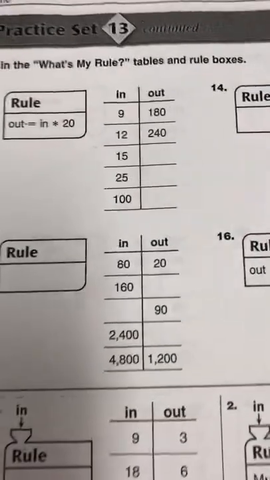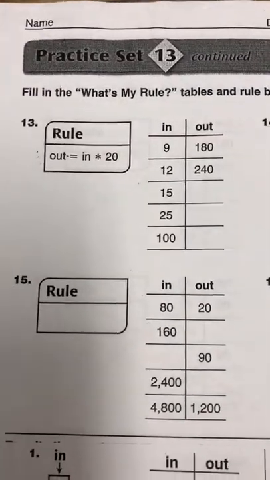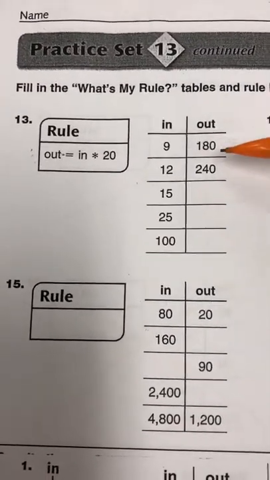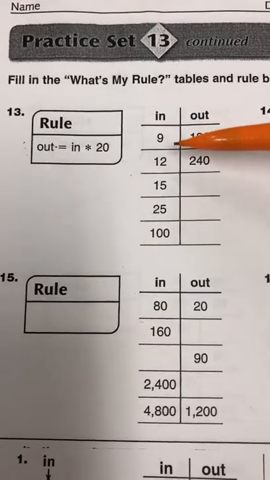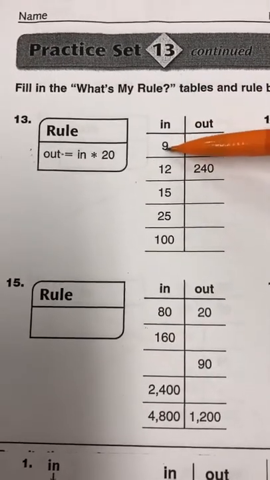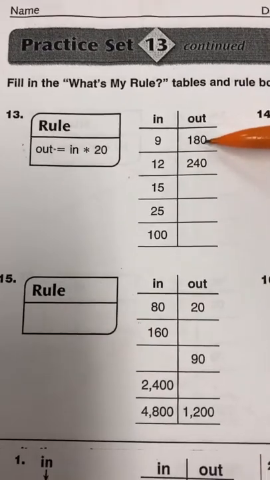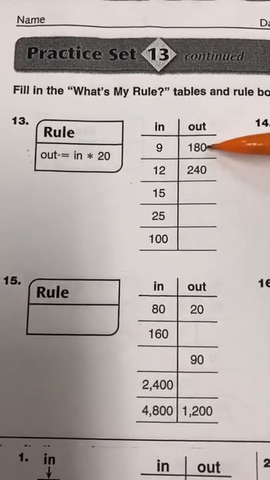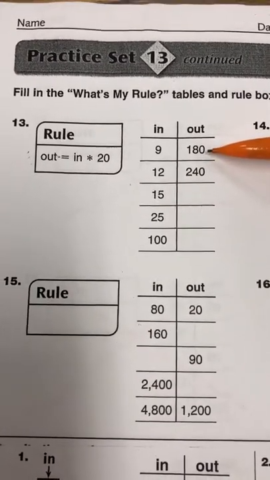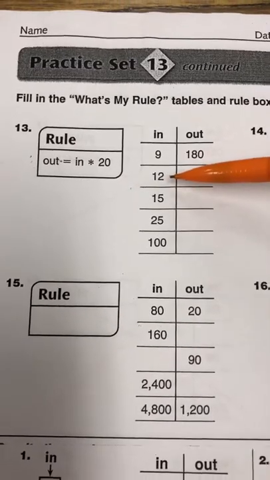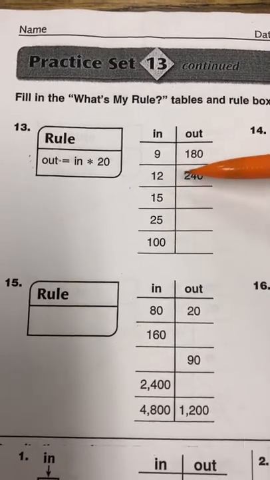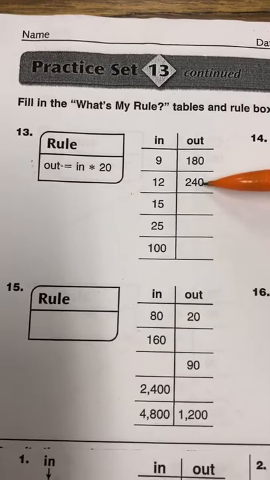All right, so we'll start easy. This one gives us the rule. It says that the out is 20 times what the in is. So if a 9 goes in, out is going to pop 20 times that number. So that would be 180. Okay, same thing here. If we put a 12 in, well, 12 times 20 would be 240.